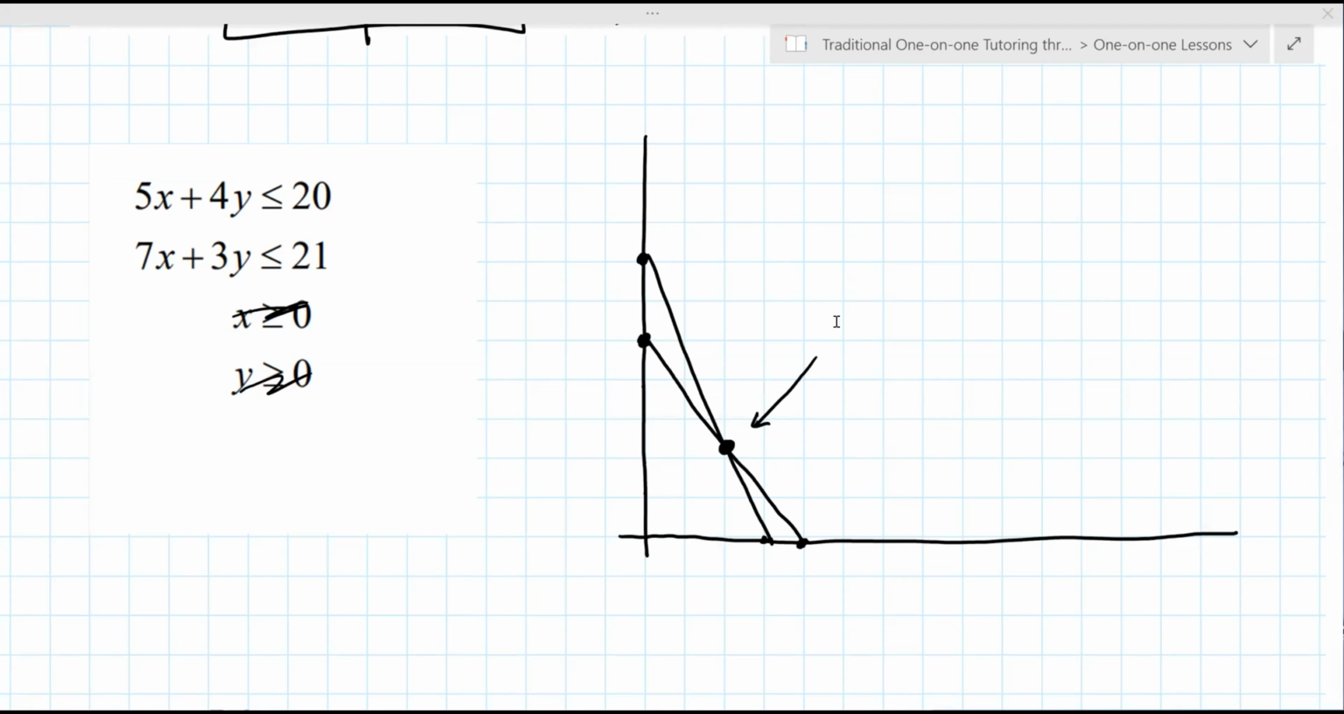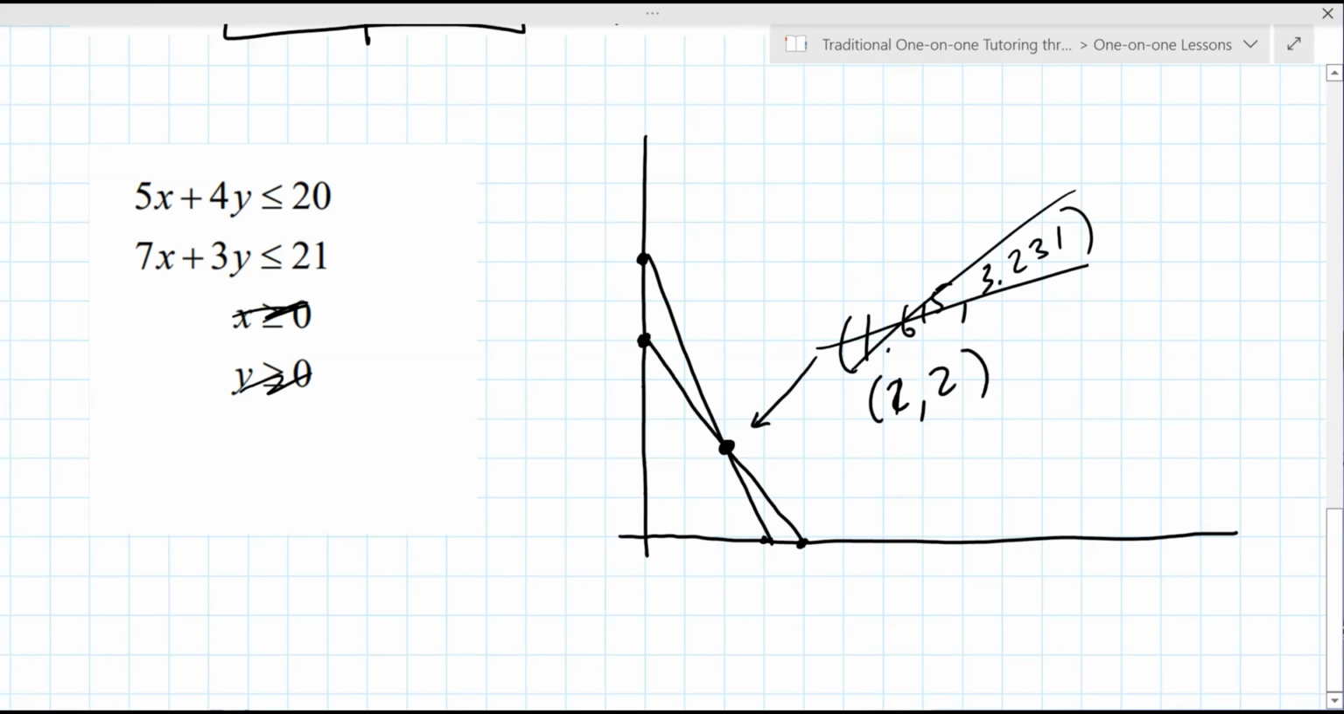Parentheses 1.615, comma 3.231. Okay, so unfortunately this didn't give us a nice number. Let's just assume for a moment that it's actually 2, 3, roughly. Let's go with that.